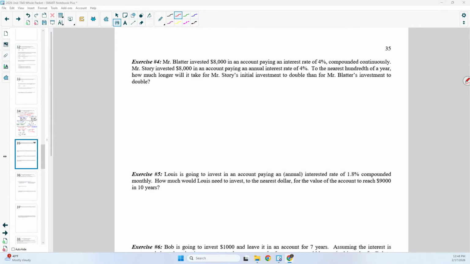On this page, we're just going to continue with these equations. Exercise 4 is a little more complicated because we have two equations we have to set up first, solve each of them, and then compare them.